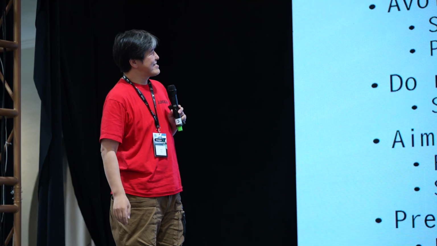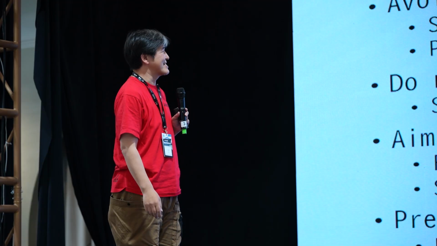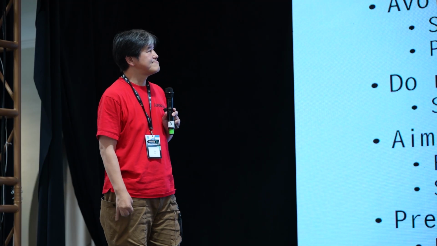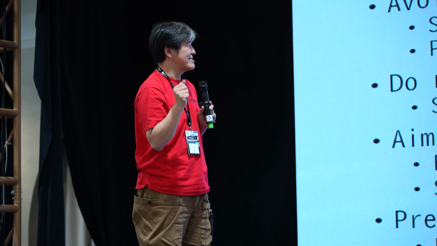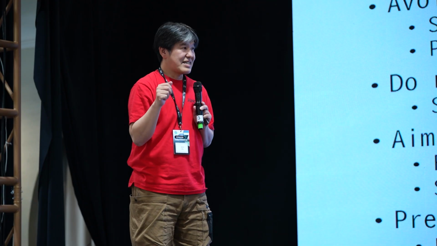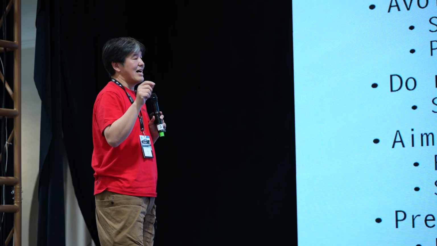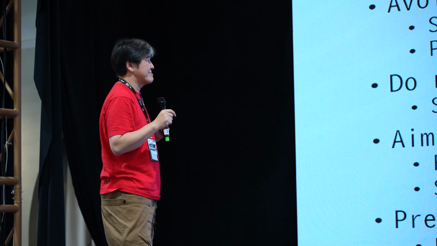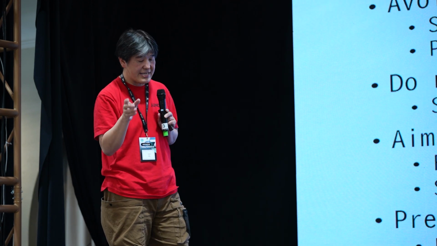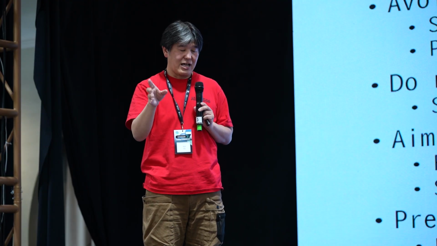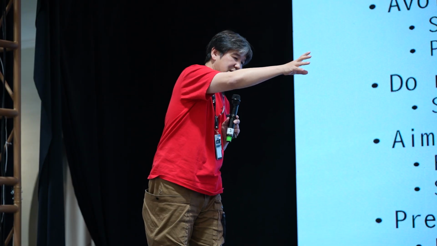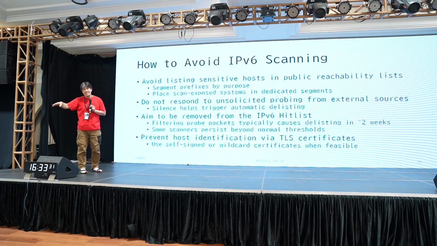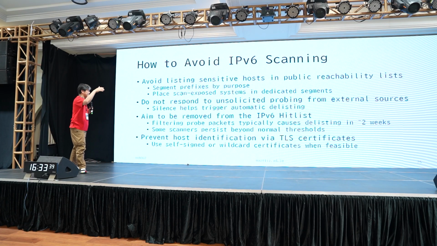And in reverse, how to avoid IPv6 scanning. Let's say we have a sensitive host facing the internet. Then the address shouldn't be listed in the IPv6 hit list, right? So it's a good idea to segregate your prefix by purpose. This is for the public server. This is for the more sensitive one. This is only for clients. This is accepting incoming packets, right?